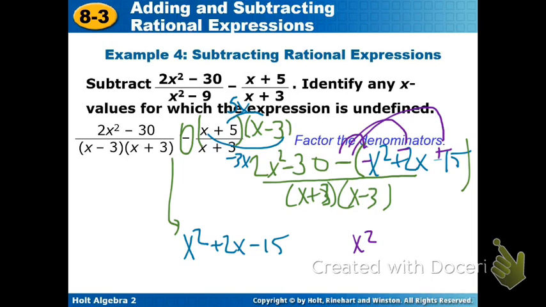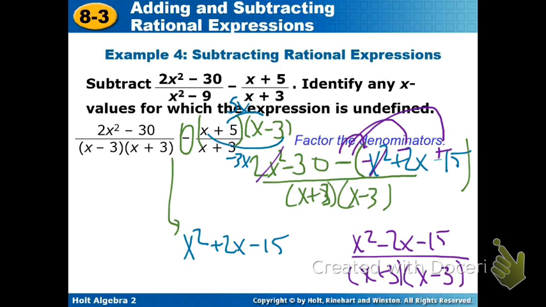Do we have any x squareds? I'm going to cancel them out so we know what we're doing. The x squareds are out. All right. Do we have an x term? The negative 2x. He's by himself, so he'll come down unchanged. And constants. A negative 30 and a positive 15 would be a negative 15 over the x plus 3, x minus 3.